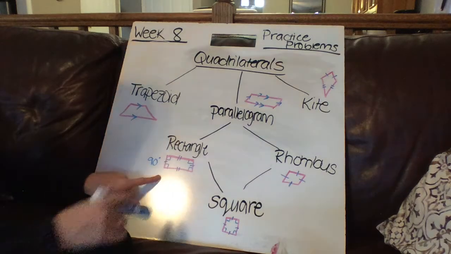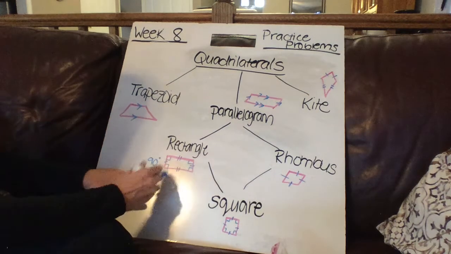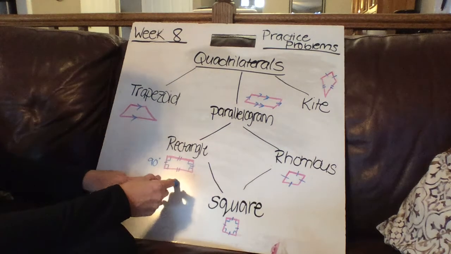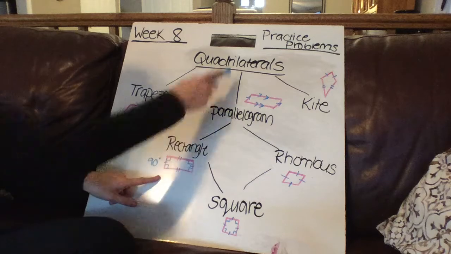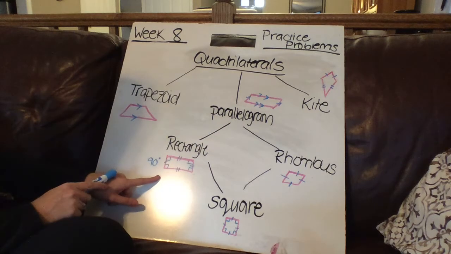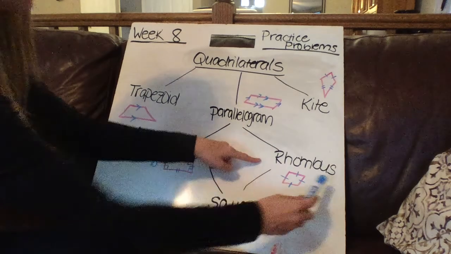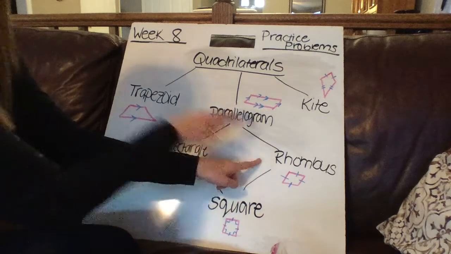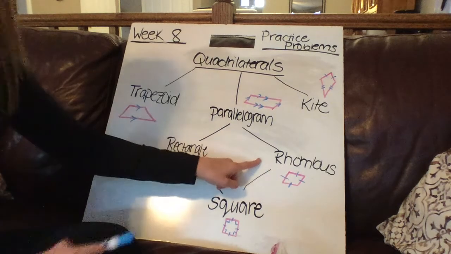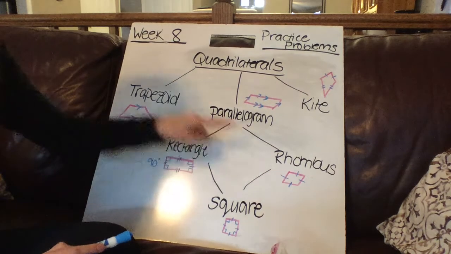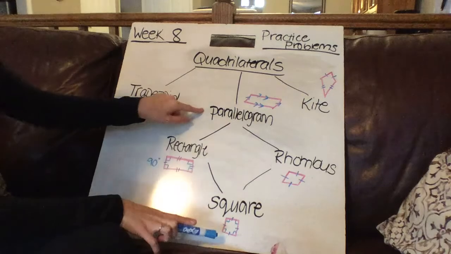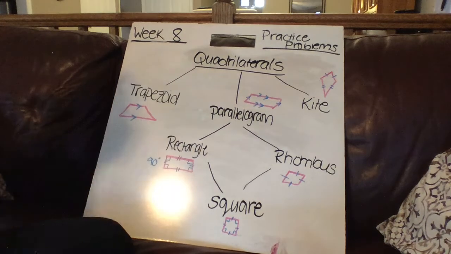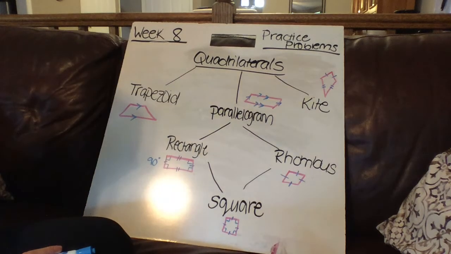A rectangle is not a square, and a rectangle is not a rhombus. But a rectangle is a parallelogram, and it is a quadrilateral. Same thing with a rhombus. A rhombus is not a square, and a rhombus is not a rectangle. But a rhombus is a parallelogram, and it is a quadrilateral. A parallelogram is nothing below it, but a parallelogram is a quadrilateral.